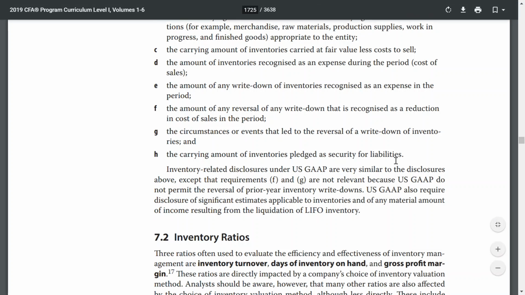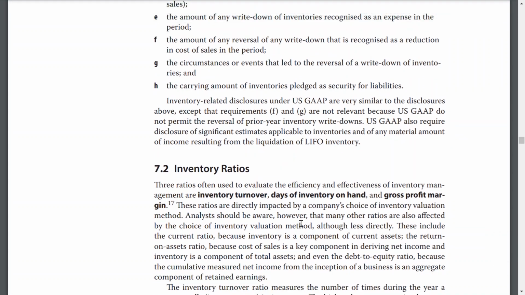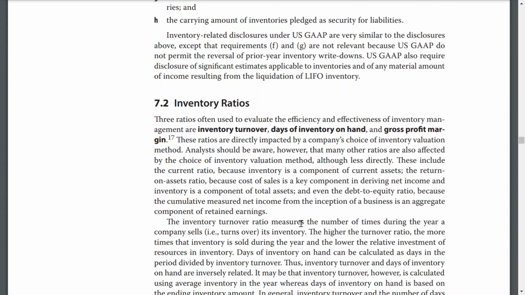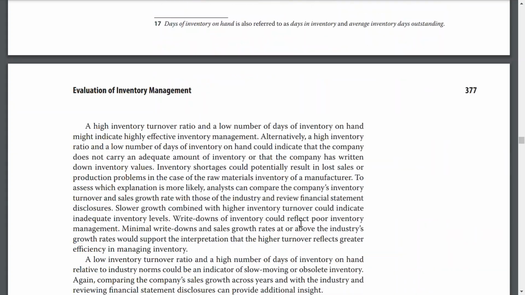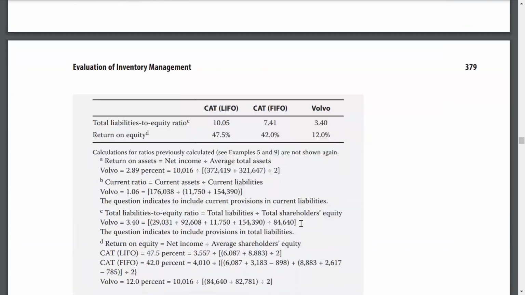Inventory-related disclosures under US GAAP are very similar to the disclosures above, except that the disclosures on reversals are not relevant because US GAAP does not permit reversals of prior-year inventory write-downs. Inventory ratios. Okay, so we have a few inventory ratios. Financial analysis illustration. Here are some examples.